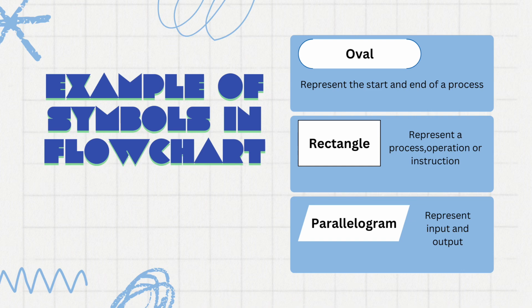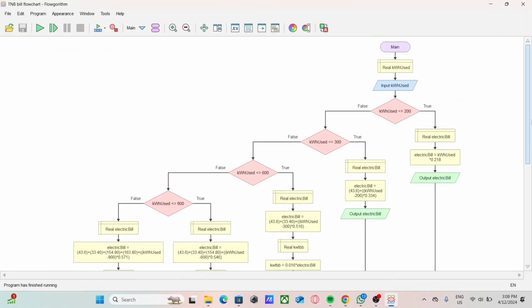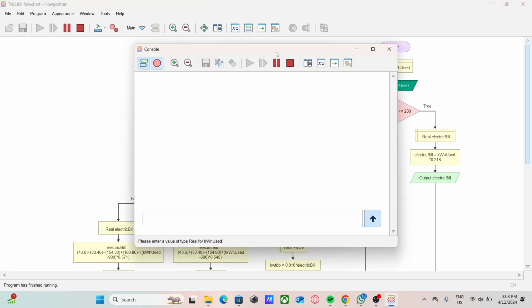There are many apps that you guys can use to draw a flowchart, but today I will show you guys how I draw a flowchart and run it in Flowgorithm. So now I will show you guys how to use the Flowgorithm app. For today's example, I will use this flowchart to calculate the electric bill of a household. So first, let me run this program and show you guys.